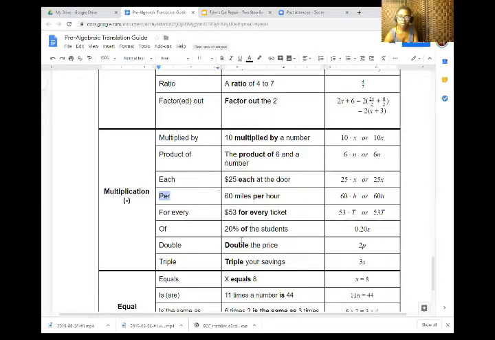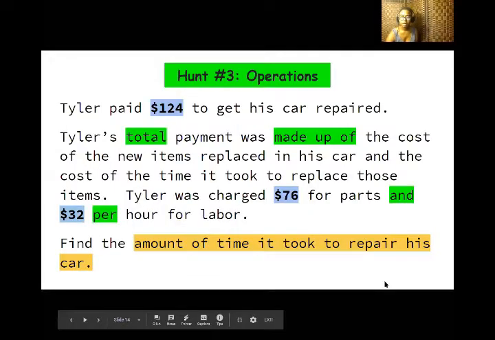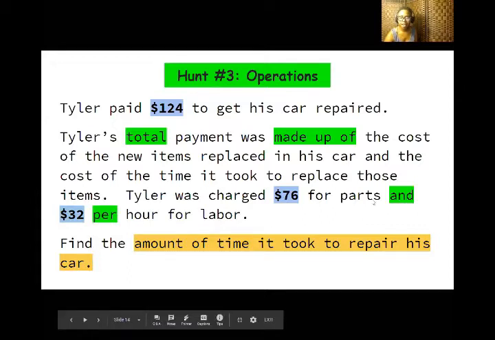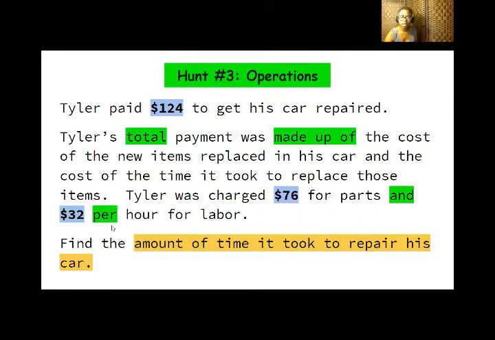Now let's go back to the question. Oh, I forgot the other word we had. It was and. And is an addition word because you say something and then you say something else. So you add those two things together and you said all of that. And here you're adding the total parts, the cost of the parts plus the cost of the labor. So that and is an addition word.